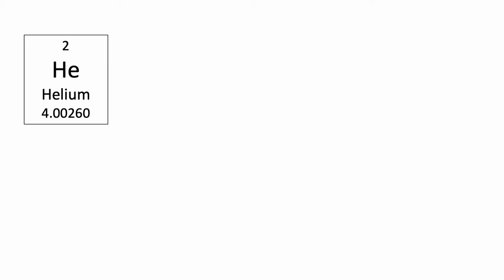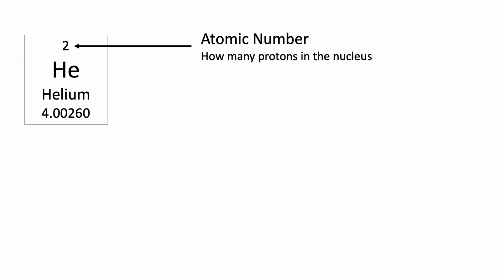Helium. Here's what its box looks like. So we need to know what those numbers mean. First of all, the 2 at the top is helium's atomic number. It tells us how many protons are in helium's nucleus. So there are 2 of them.